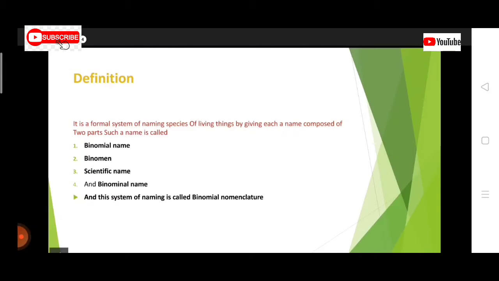Definition of binomial nomenclature: it is a formal system of naming species of living things by giving each a name composed of two parts. Such a name is called a binomial name, binomen, scientific name, or binominal name. And this system of naming is called binomial nomenclature. So in this system we give a specific, stable name to an organism.